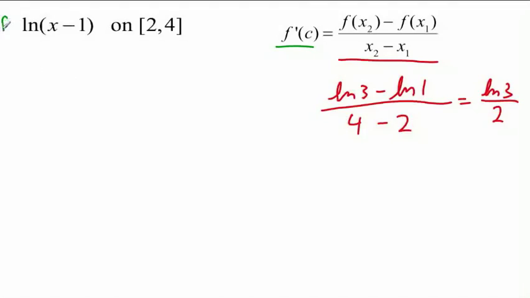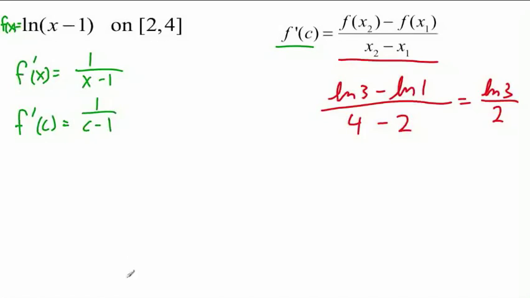Well, this is going to be f of x. So the derivative of f of x is going to be 1 over x minus 1. So the derivative at c is going to be just 1 over c minus 1. So now all I got to do is take this green and set it equal to the red. So I take the green and set it equal to the red.